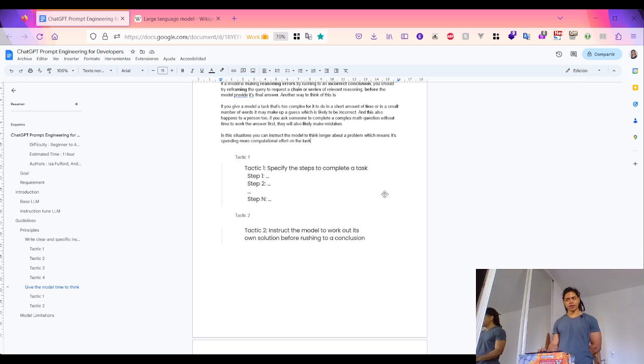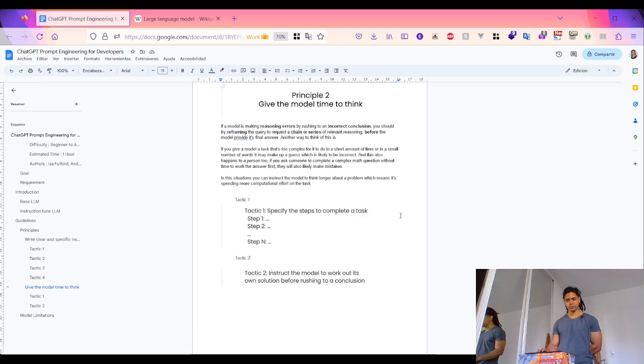So tactic one is specify the steps to complete a task. Step one, step two, step three, step N. And the other is instruct the model to work out its own solution before rushing to a conclusion.